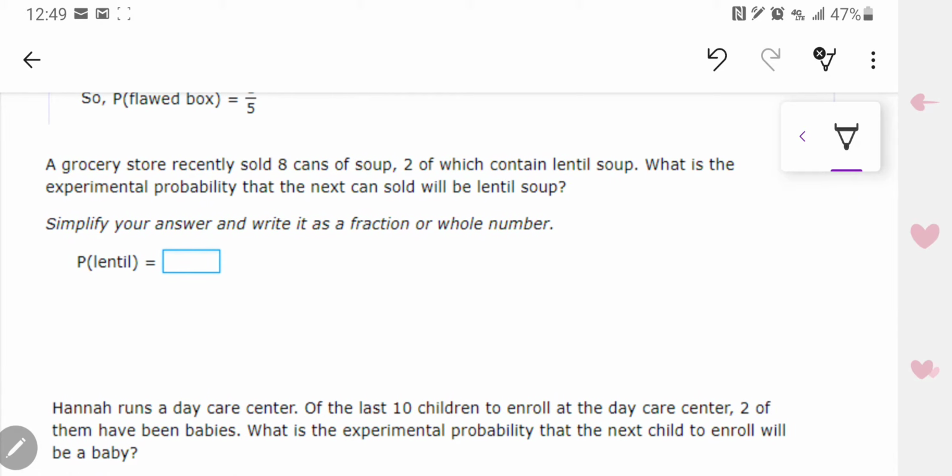So a grocery store recently sold 8 cans of soup, 2 of which were lentil soup. What is the probability that the next can of soup will also be lentil soup? Well, there were 2 lentil soups out of 8 cans. That's probably going to be the probability still because it's just experimental. Reduce, this is divisible by 2, this is divisible by 2, 1 over 4.